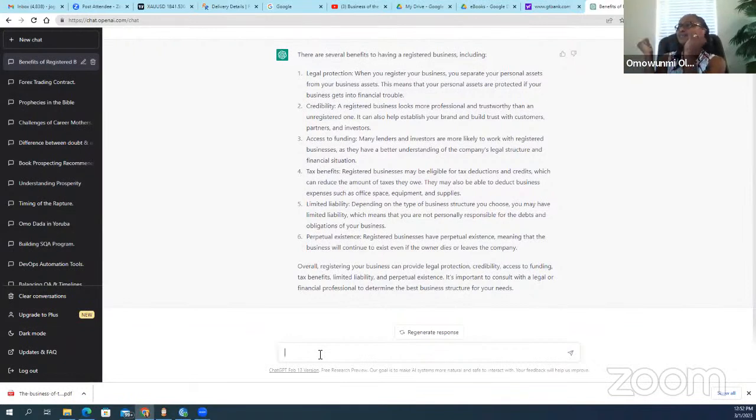For example, look at this. Legal protection. I didn't even touch on that, right? When you're running your business as a registered business, there is protection for you as a person, so that if anything happens, when people want to sue you, they won't be able to touch your personal property, right? It's the asset of the business they can go after if any legal trouble comes up, right?